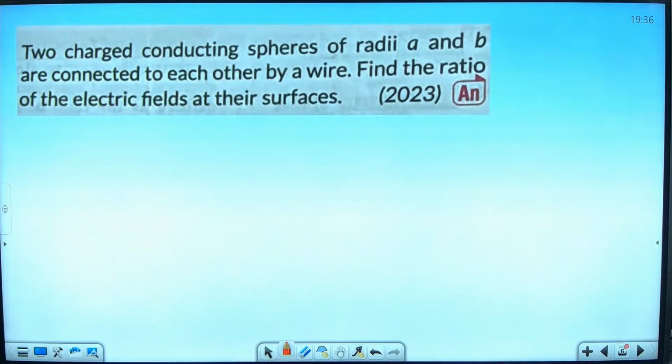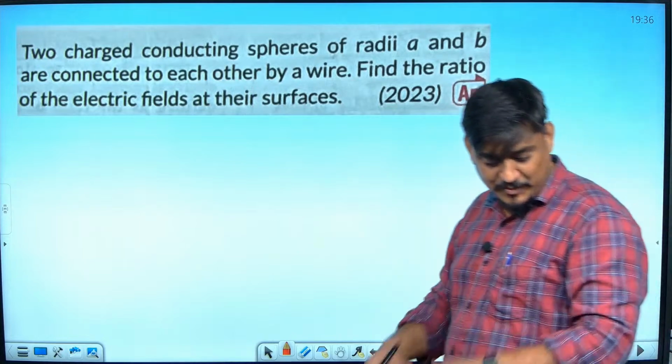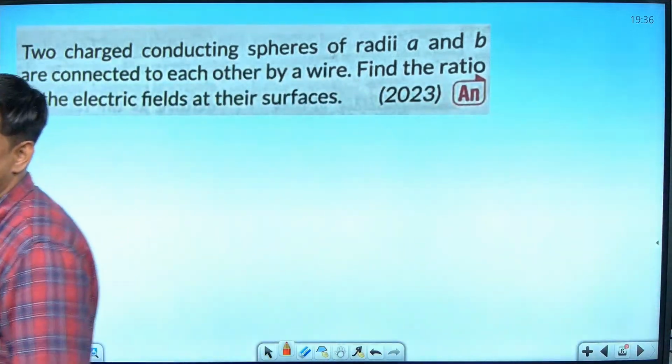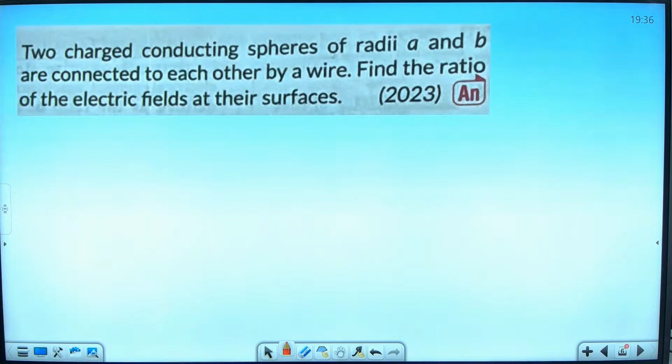Searching for the question where last year it came, finding the answer for it. No, sir, no answer. Only the question is there. Okay. But there is no use of searching for the question now.